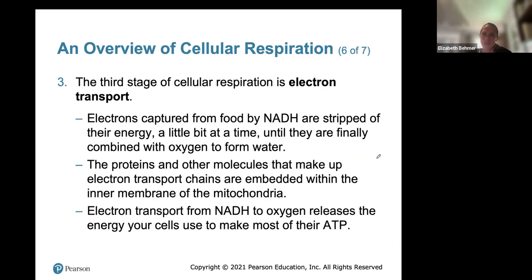The third stage of cellular respiration is that electron transport chain, where we have electrons captured from food by NADH stripped of their energy a little bit at a time until they are finally combined with oxygen to form water, and the proteins and other molecules that make up the electron transport chains are embedded within the inner membrane of the mitochondria. The electron transport from NADH to oxygen releases the energy your cells use to make the most of their ATP.